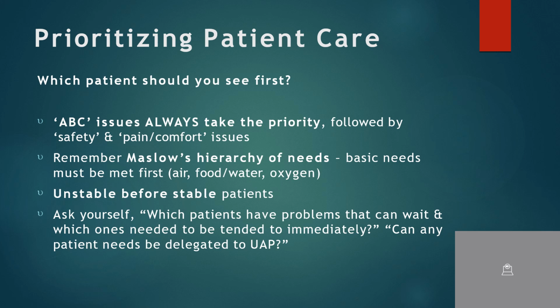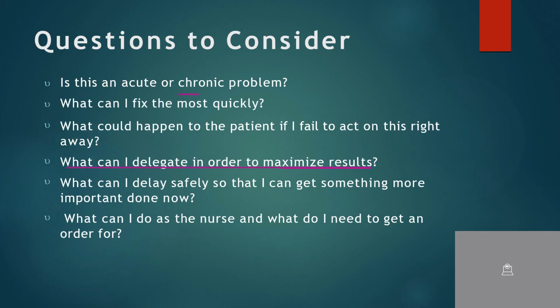The biggest thing too with prioritization is knowing, of course, what you can delegate to your LPN and of course your UAP. In addition to that, you want to think about certain things when you're doing prioritization questions. Is there an acute or a chronic problem, right? What's the difference between the two? The biggest thing with acute problems is that they just what?